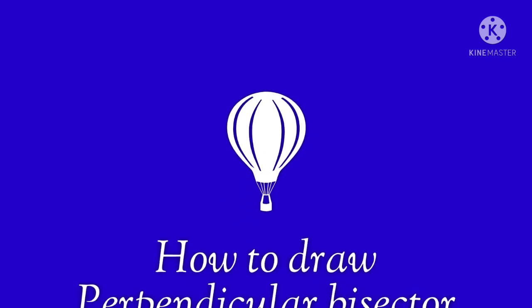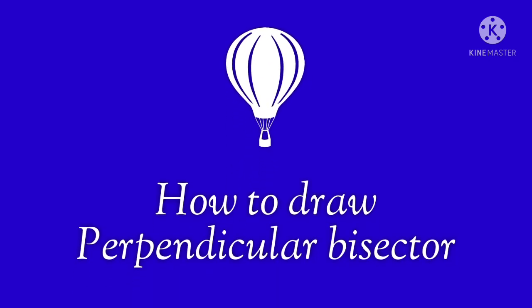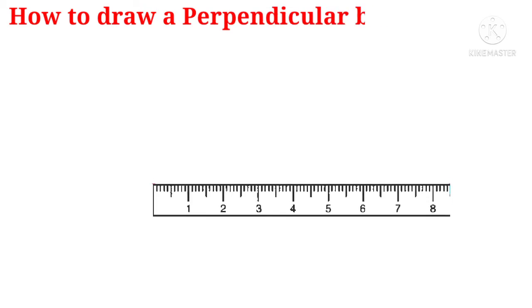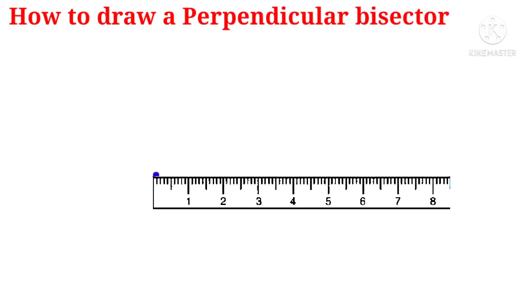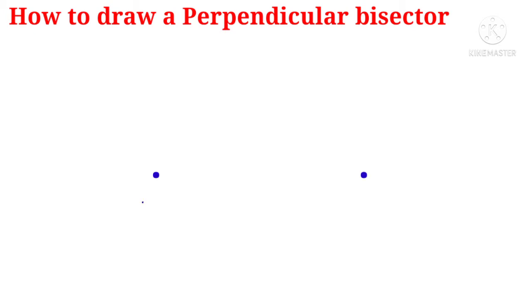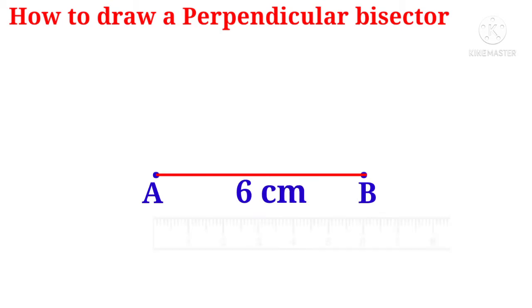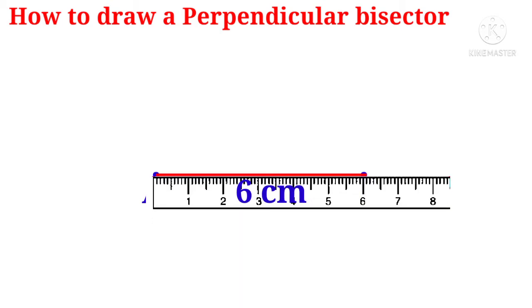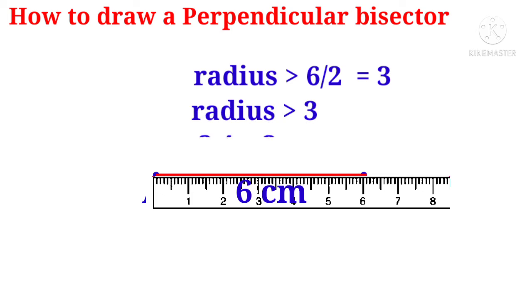Now how to draw a perpendicular bisector? For this, take a scale and mark a point at 0 and another point at 6, and name the initial point as A, the final point as B, and join these 2 points with a line segment AB of length 6 centimeters. We have to draw a circle with center A and radius greater than half of the line segment AB. Here the line segment AB is of length 6 centimeters. Half of the line segment is 6 by 2, that is 3 centimeters.